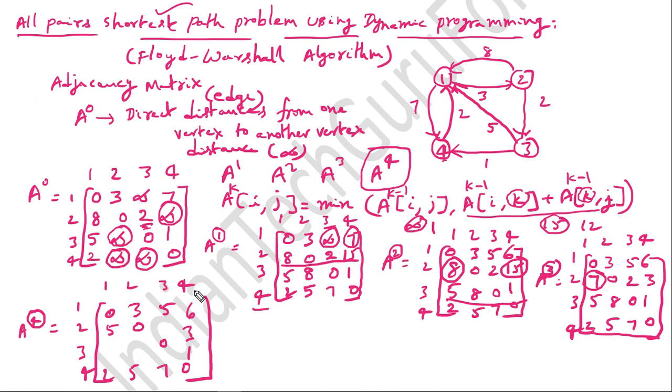Next, 2 to 3. 2 to 3 using intermediate node 4. So there is no direct link here, it breaks. So keep the previous value as it is. 2. This value is 3. Already there. Next, 3 to 1. 3 to 1 using intermediate node 4. So 3 to 4, 4 to 1 is there. So it is 1 plus 2, 3. So replace this 5 with 3 value.